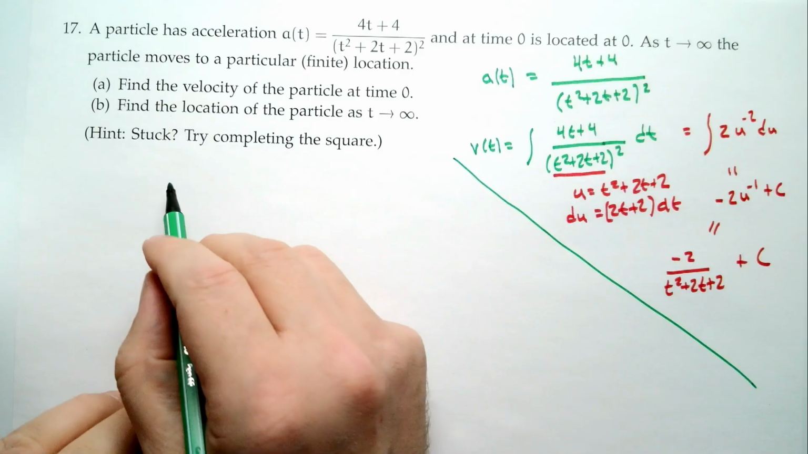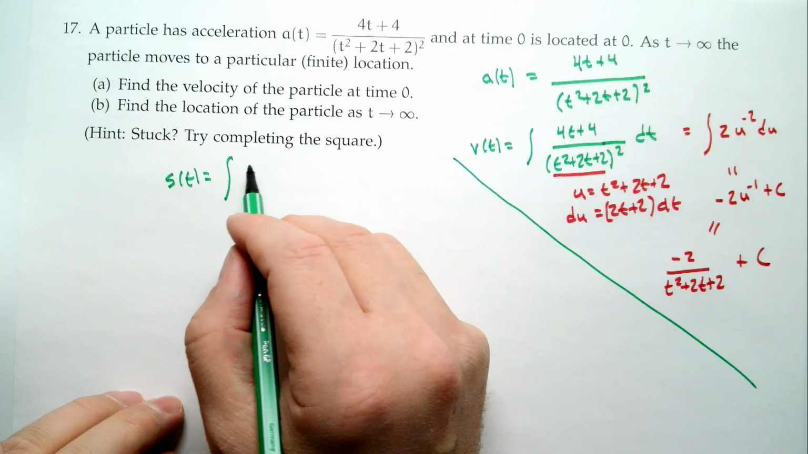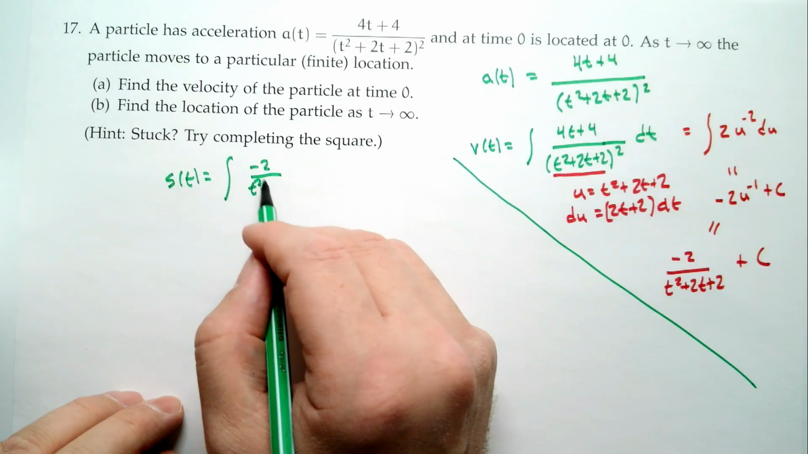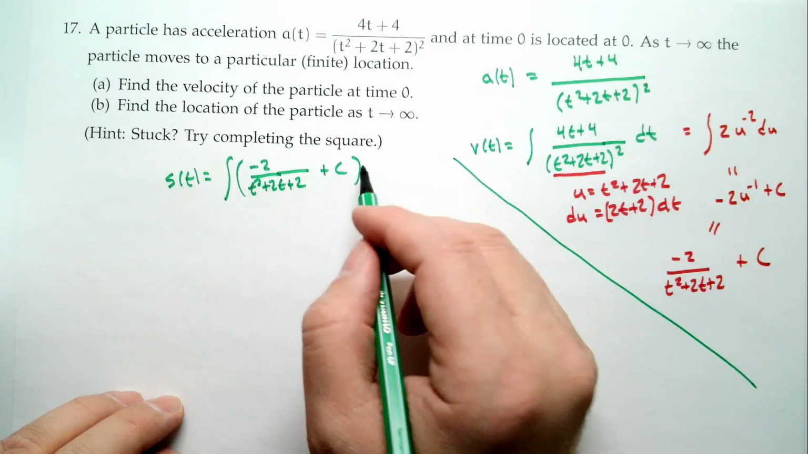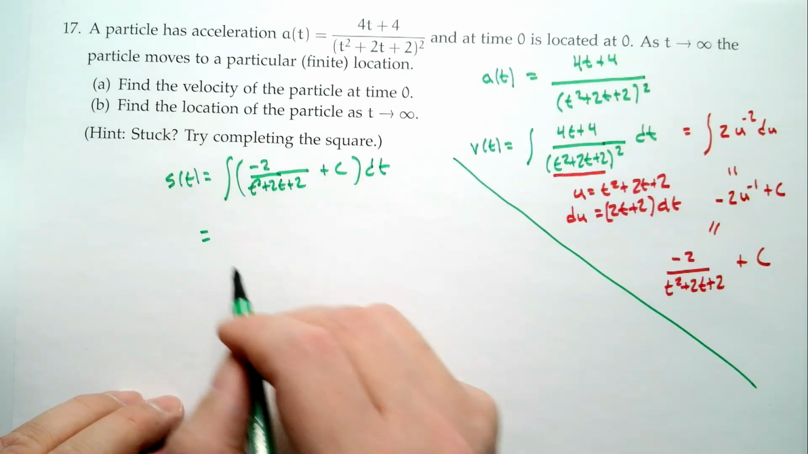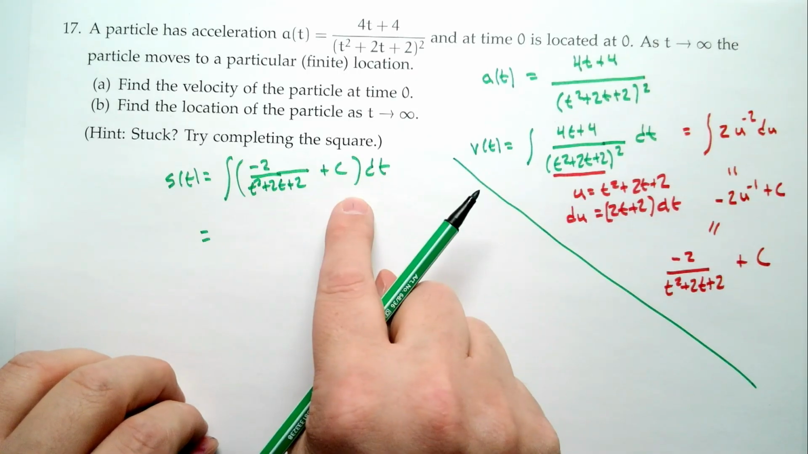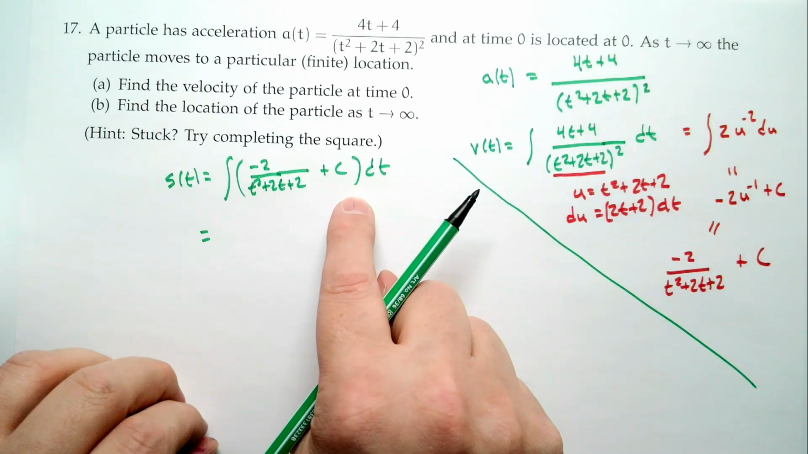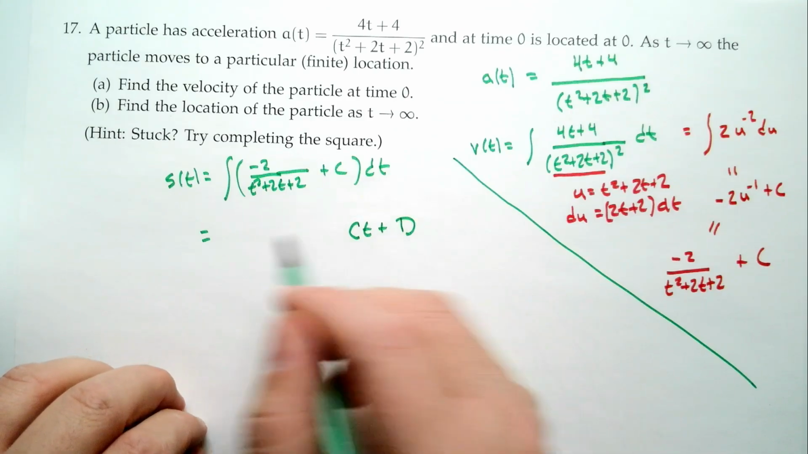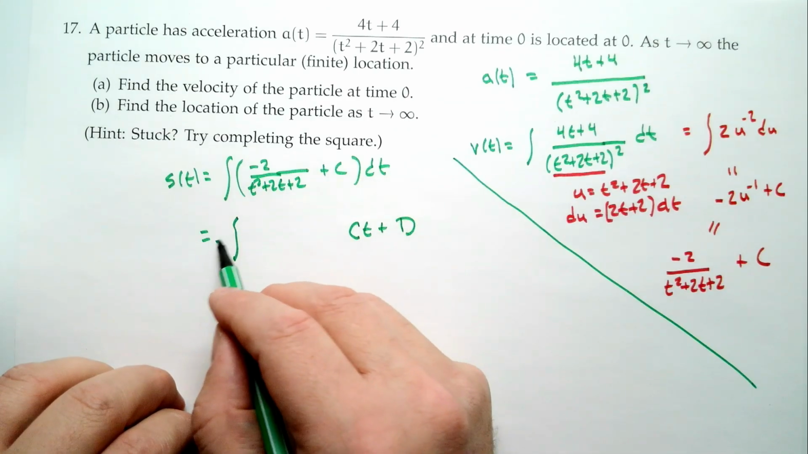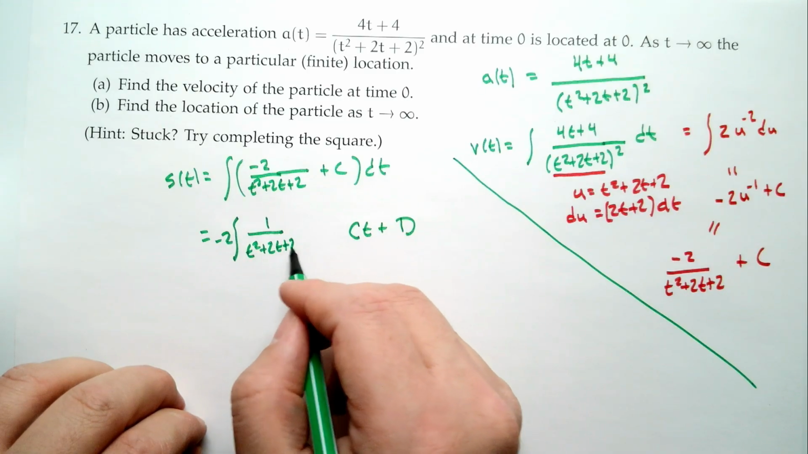So we have our position, s of t, is going to be the integral of negative 2 over t squared plus 2t plus 2, plus c. Now, the good news is part of this is pretty straightforward to integrate. There are 2 terms. The plus c is pretty straightforward to integrate. If you integrate that, you'll end up with c times t, plus there'll be another constant d at the end. But then we still have this other stuff here. I'll pull the negative 2 out: 1 over t squared plus 2t plus 2 dt.